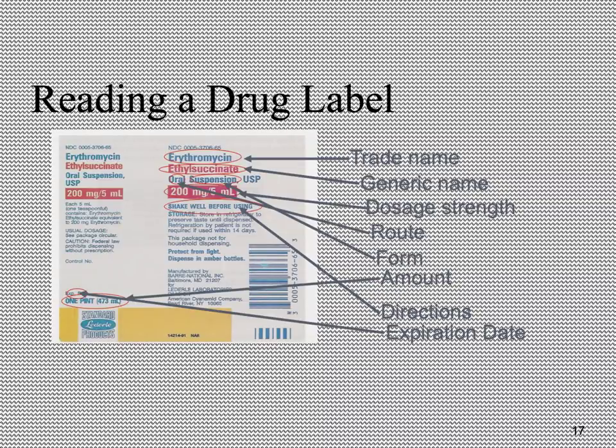Remember, the brand or trade name is the manufacturer's name for the drug. The generic name is usually the chemical name, and it must be on all labels. We will also find the dosage strength, which is the amount of drug in a specific unit of measurement. The form of the drug, or the structure of it. In this case, it is an oral suspension.